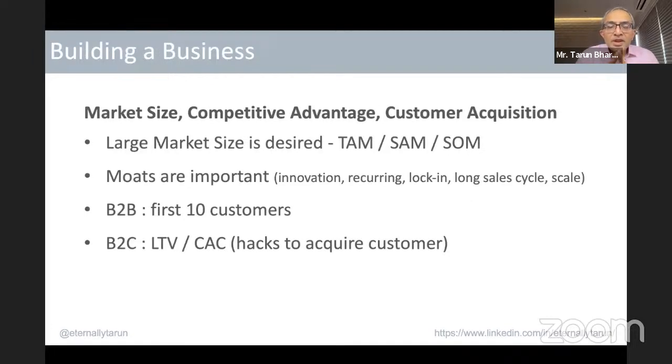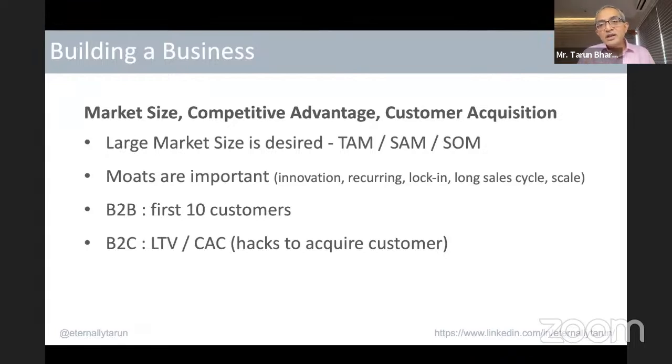So the next step is obviously assessing the market size, which we talked about through the question I had, and we have already talked about it. So the moats are important, right? There could be innovation, there could be something where you can get a recurring benefit or advantage. There could be some lock-in which could result.